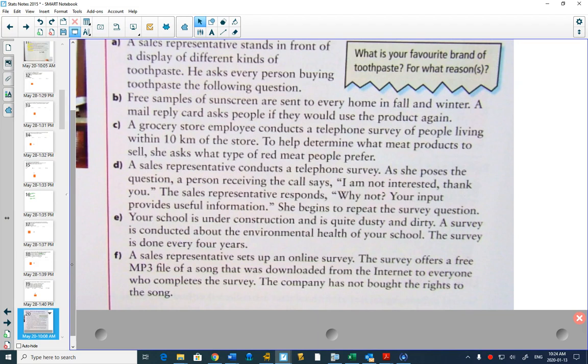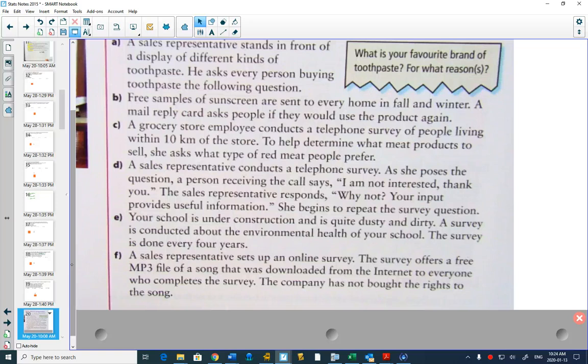D, a salesperson. We're on D. Okay. A salesperson conducts a telephone survey. As she poses the question, a person receiving the call says, I'm not interested, thank you. The salesperson responds, why not? Your input provides useful information. And she begins to repeat the question.